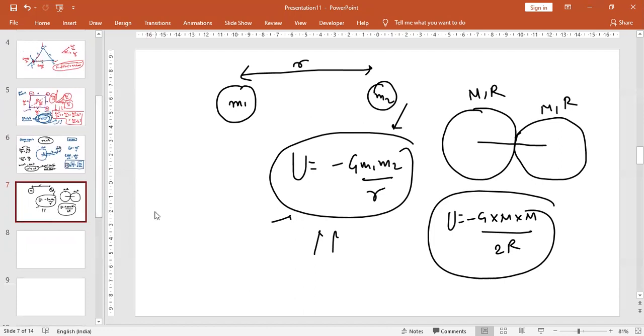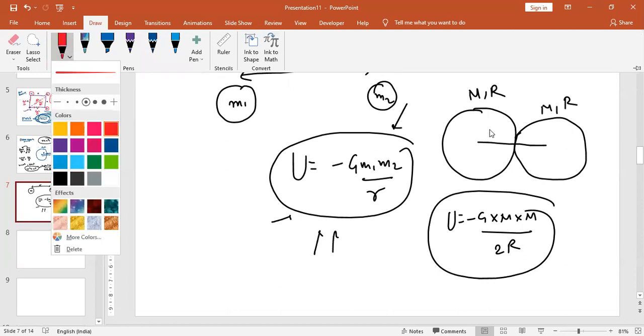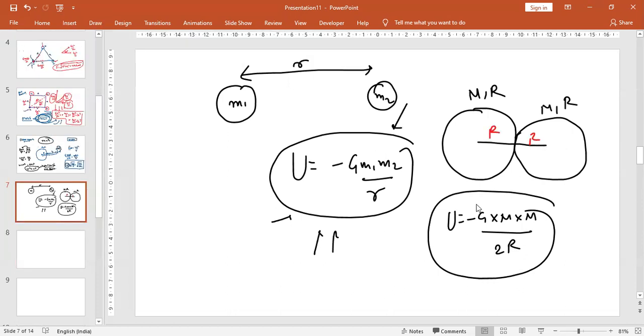Is it 2R or R, sir? It will be 2r, no? Because r is the distance between the center of two masses. Yeah. This will be r, this will be r. So it will be 2r.